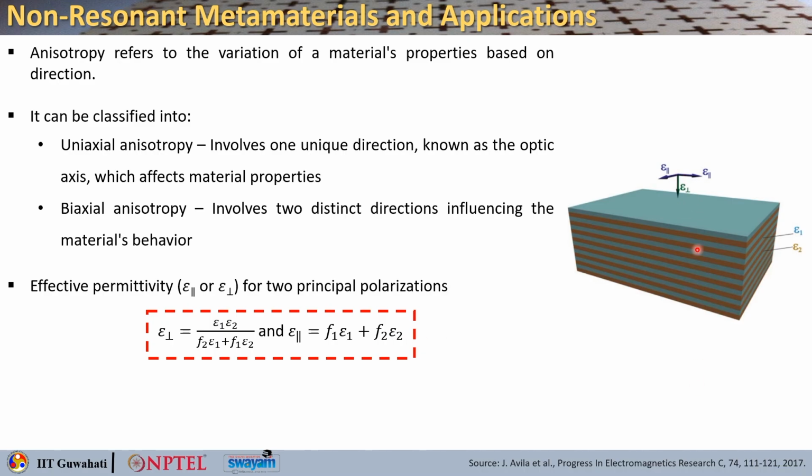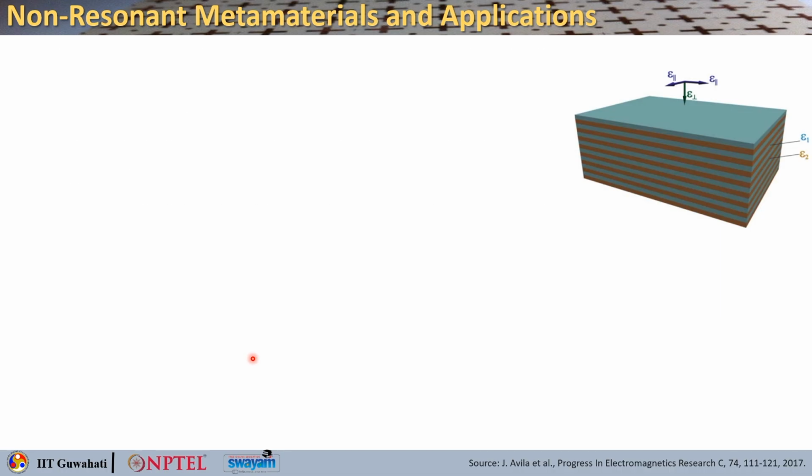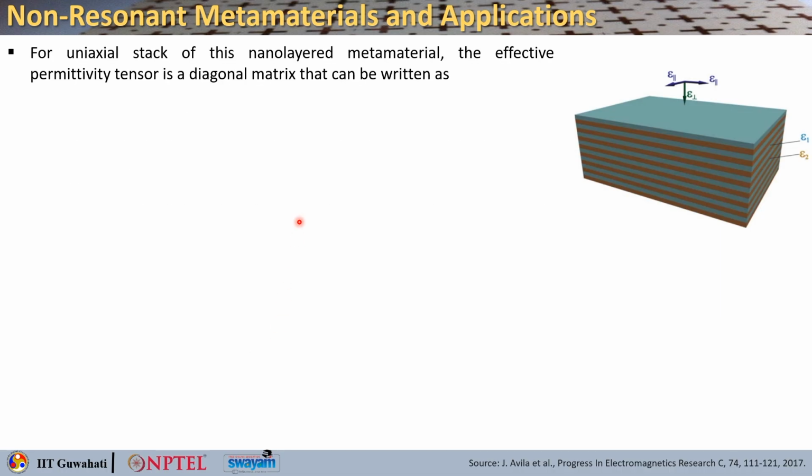and epsilon perpendicular is when the electric field is polarized normal to the interface. You can write epsilon perpendicular equals epsilon 1 epsilon 2 divided by F2 epsilon 1 plus F1 epsilon 2. Now, the extraordinary axis is basically aligned perpendicular to the plane, and the ordinary axis, as you can see in these two directions, the permittivities are the same. So, you can consider them as ordinary axis. They are basically aligned parallel to the interface, right. So, this is basically a uniaxial stack.